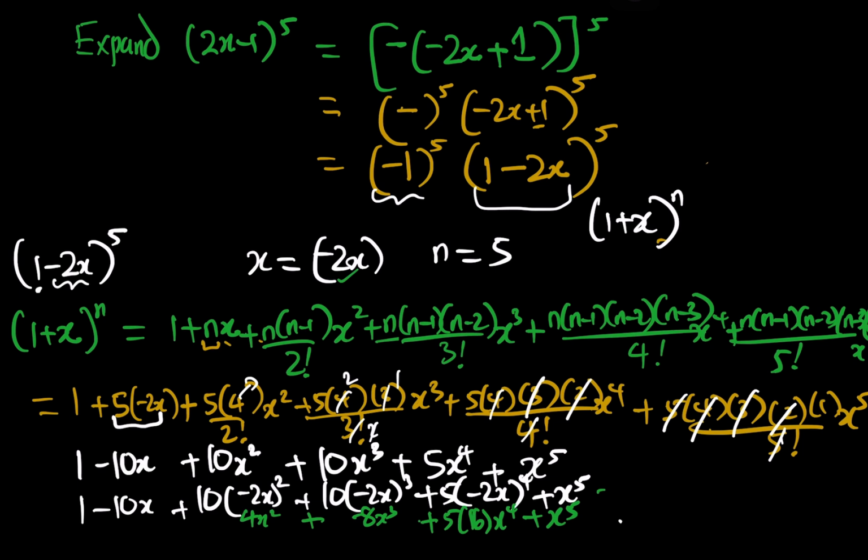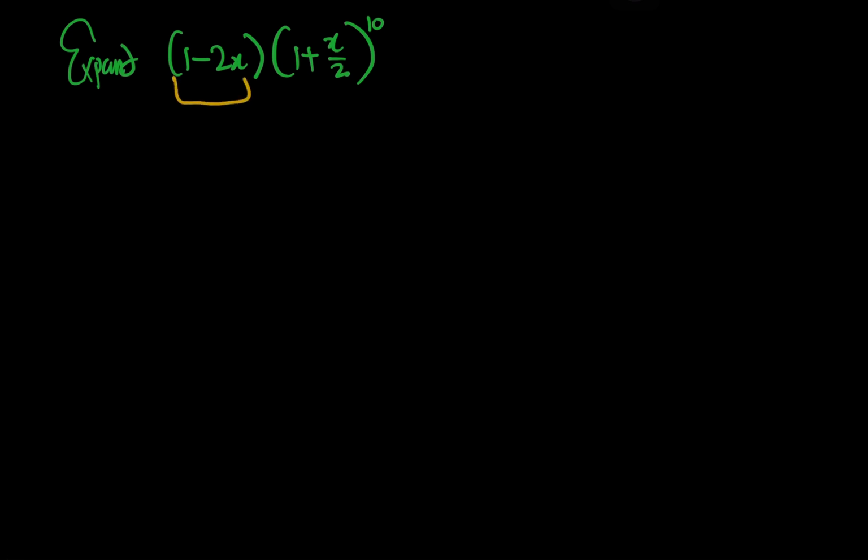Now, let's take a look at another question. We can be told to expand maybe 1 minus 2x multiplying 1 plus x over 2, all to the power of 10. We can be asked to do something like this. And we already know that the first thing we can do is to solve this separately, right? We can solve this separately because it is of the form 1 plus x to the power n. And then we can also solve this one separately, all right?